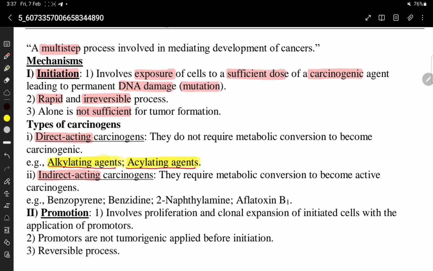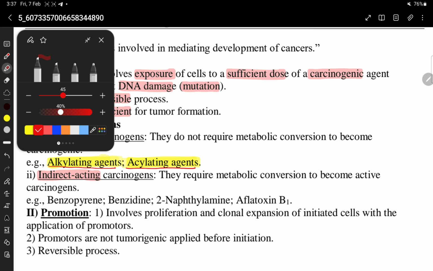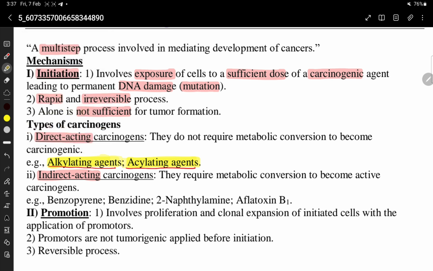Indirect acting carcinogens require metabolic conversion to become active carcinogens. Examples: benzopyrene, benzidine, 2-naphthylamine and aflatoxin B1. These are indirectly acting carcinogens.